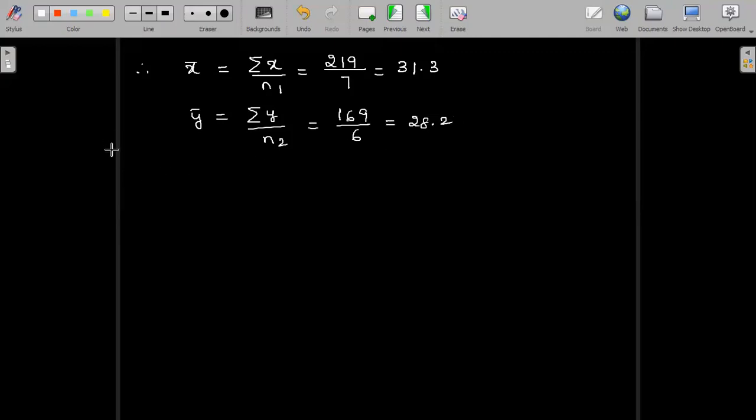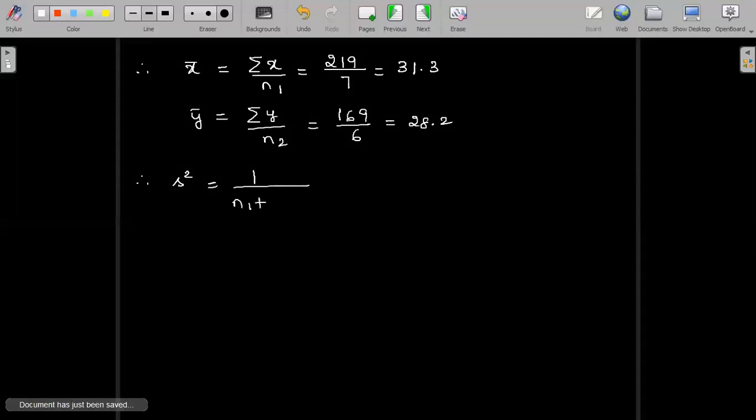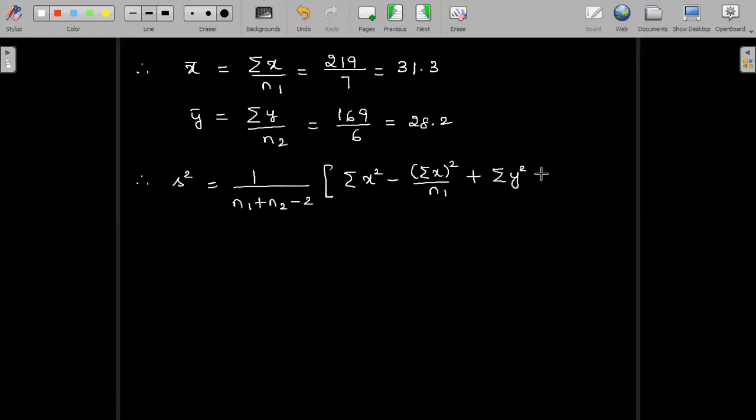Therefore, now we will find out S square. The formula is 1 divided by n1 plus n2 minus 2, multiplied by summation x square minus sum of all x whole square divided by n1, plus summation y square minus sum of all y whole square divided by n2. So substituting all the known values, n1 and n2 respectively from the given data are 7 and 6.